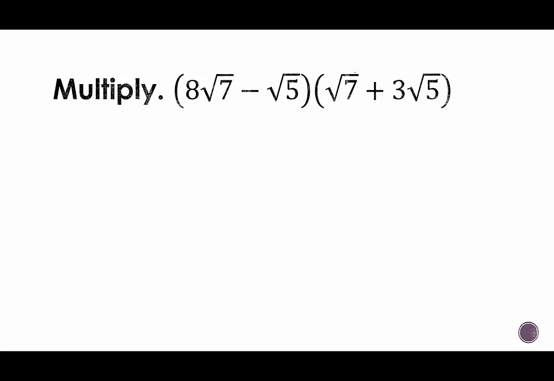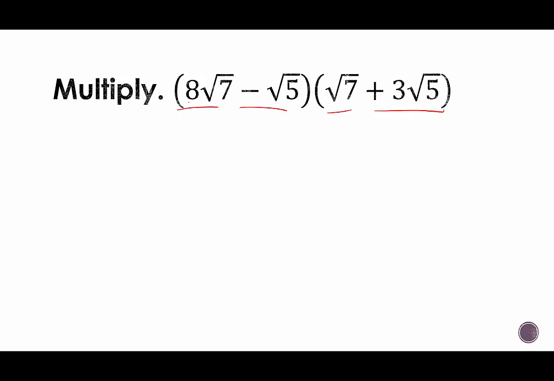So in all of these examples, we're looking at multiplying something with two terms by something else with two terms. When we do this, we might use what's called the FOIL property or the distributive property to help us with this multiplication. We take each term from the first factor and multiply it to each term of the second factor.